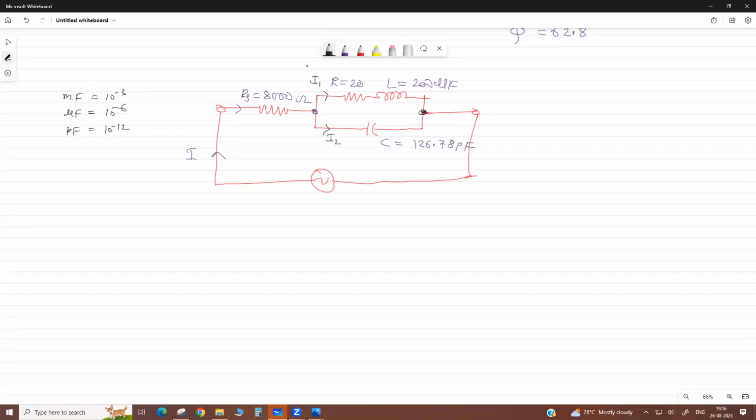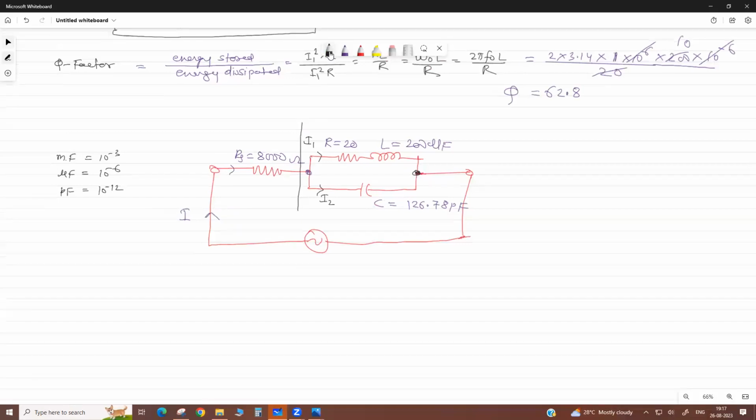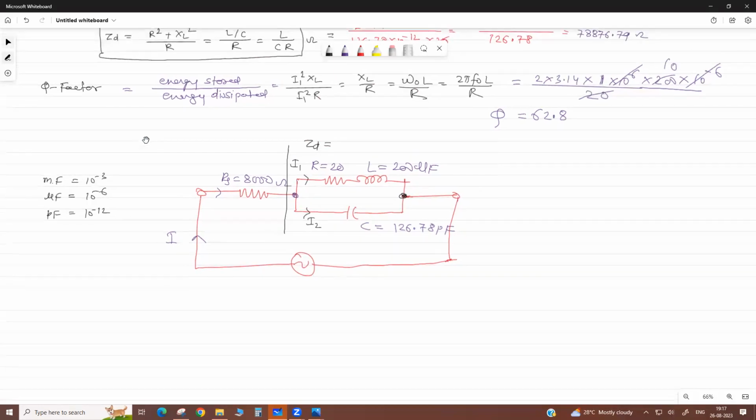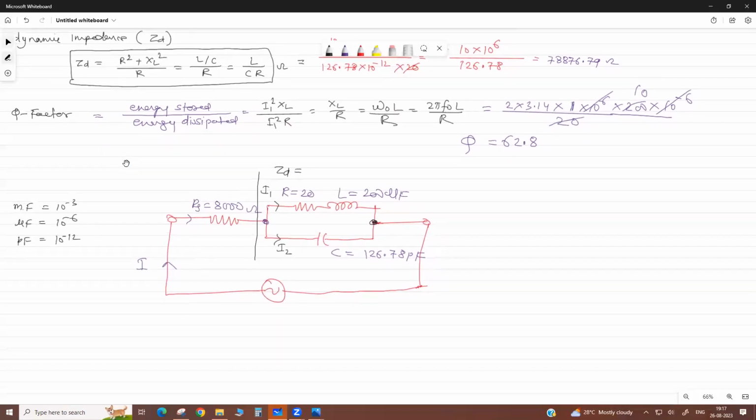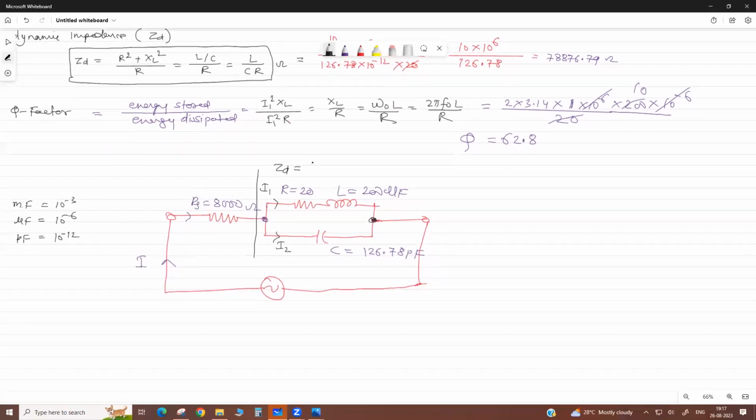Now you know up to this point, the total impedance of the circuit is the effective impedance. Yes, sir. Can you explain this? After this, energy stored divided by energy dissipated, this you put in response. See, this is the effective impedance of this portion. Now this is also series resistance.